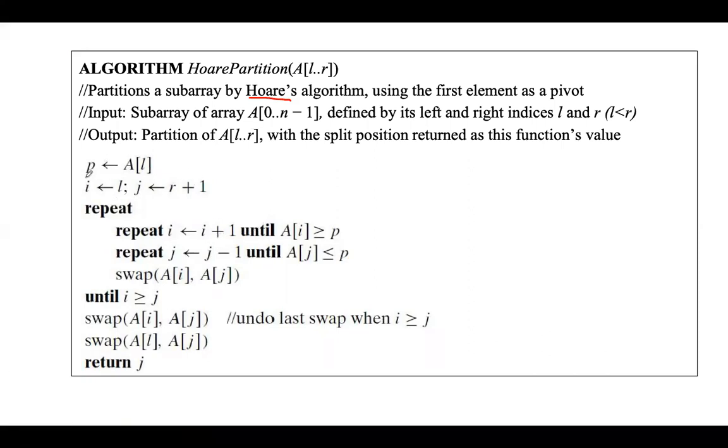Okay, take the pivot element. The pivot element is nothing but A of L, the leftmost element. I is equal to L, that is, initialize the I value to the leftmost element. J is equal to R plus 1.